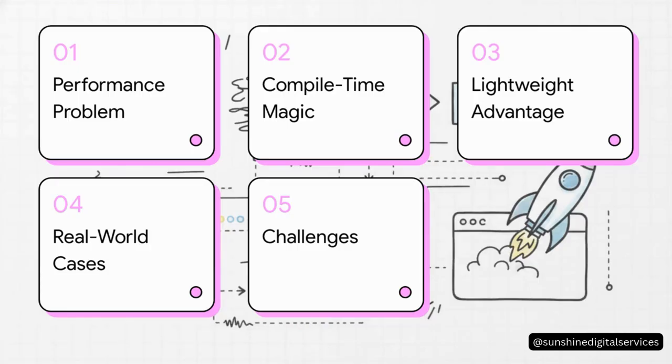So, here's our roadmap for today. First, we'll look at the front-end performance problem. Second, Svelte's compile time magic. Third, the lightweight advantage. Fourth, we'll check out some real-world case studies. And finally, number 5, we'll weigh the challenges and considerations.